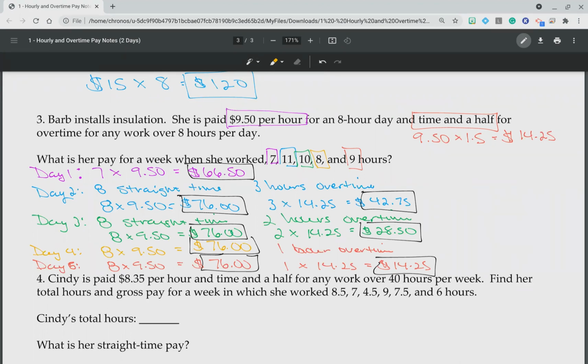So grab your calculator, and we're going to do 66.50 plus 76 plus 42.75 plus 76 plus 28.50 plus 76 plus 76 plus that last 14.25. So her total pay is going to be $456.